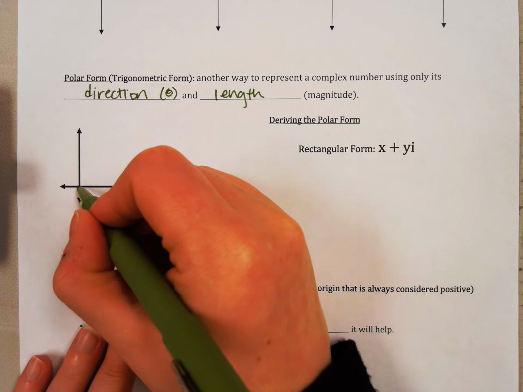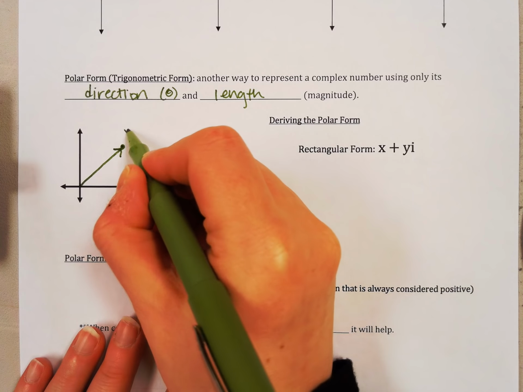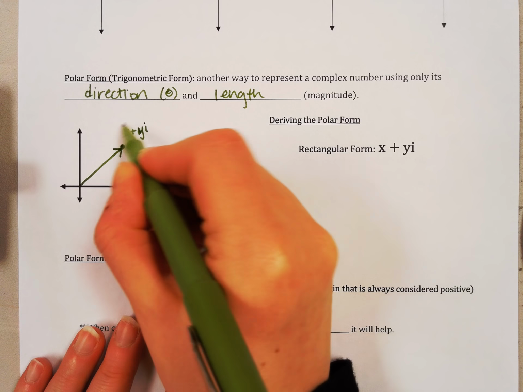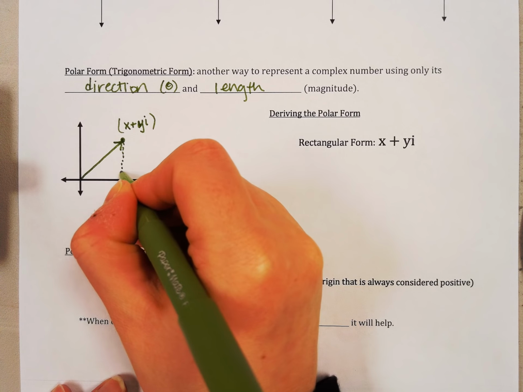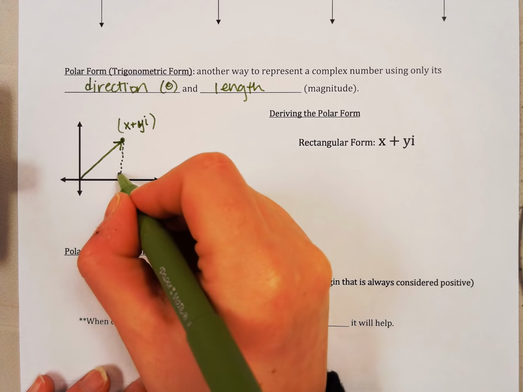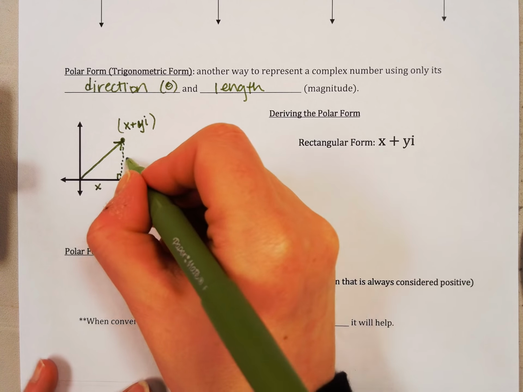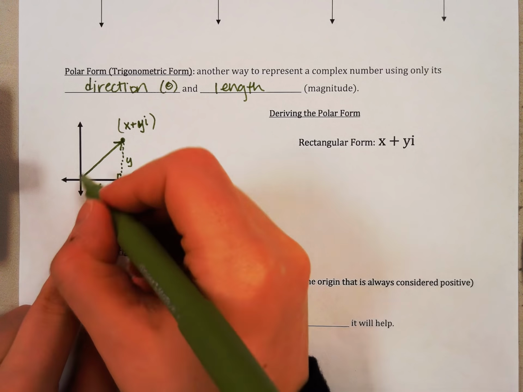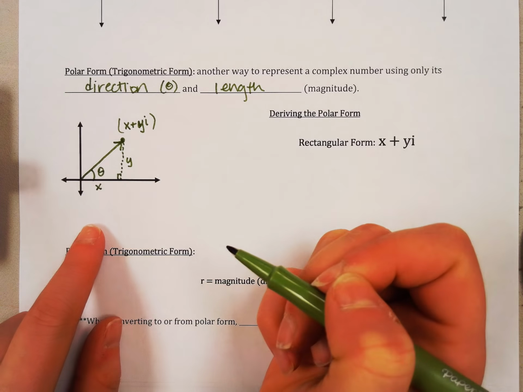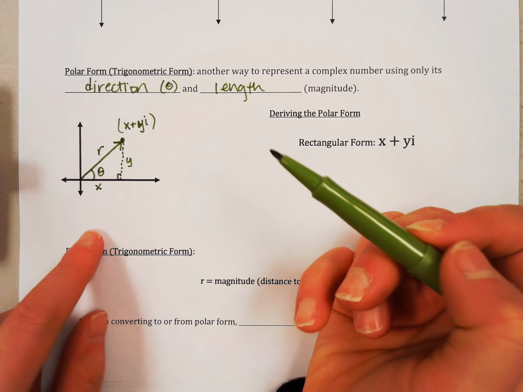So let's say that we have some complex number plotted out here, and this would be x plus yi. That means we have some x component, which is a real number component, and some y component, which is that imaginary component. This is some x component that we're going out, this is some y component that we're going up or down, and this angle that's formed we're going to call theta. That's our direction. And then this would be our magnitude. I'm going to call that r.